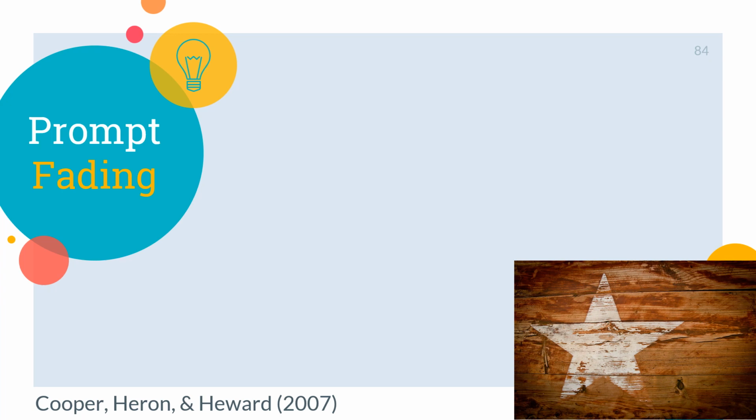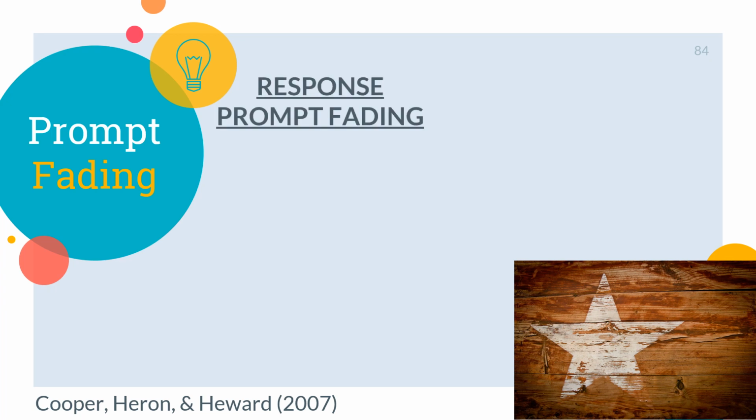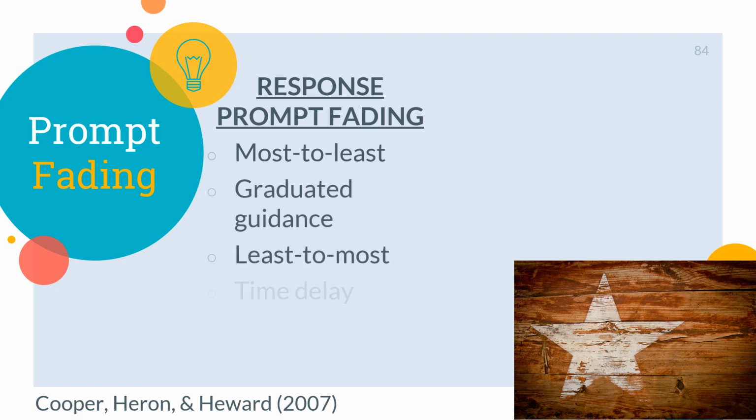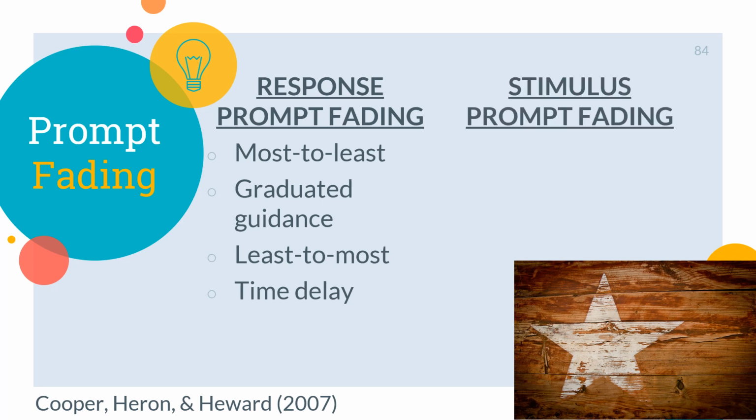Here are some examples of prompt fading, which we will go more in depth with in a few slides. Some examples of response prompt fading include most to least, graduated guidance, least to most, and time delay. Examples of stimulus prompt fading include stimulus fading as well as stimulus shaping.